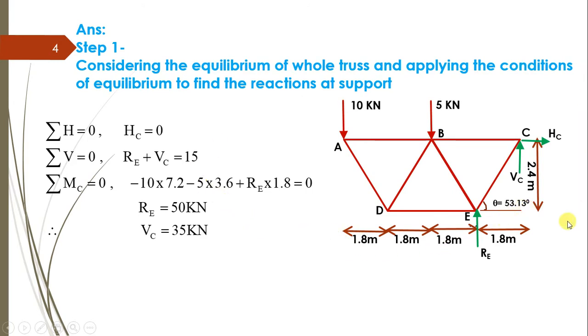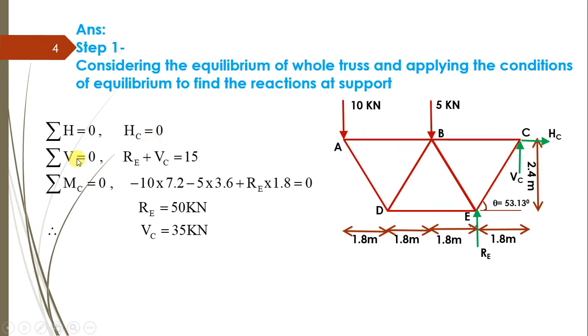So now for this whole truss free body diagram, let's apply the conditions of equilibrium. First condition, summation of horizontal forces is 0, or summation of Fx is 0. So here there is only one horizontal force HC, which equals 0.